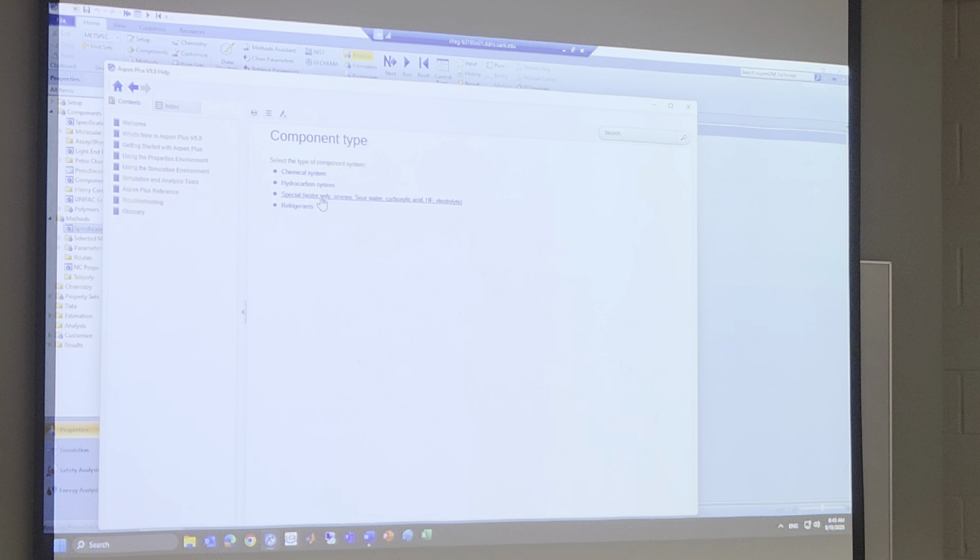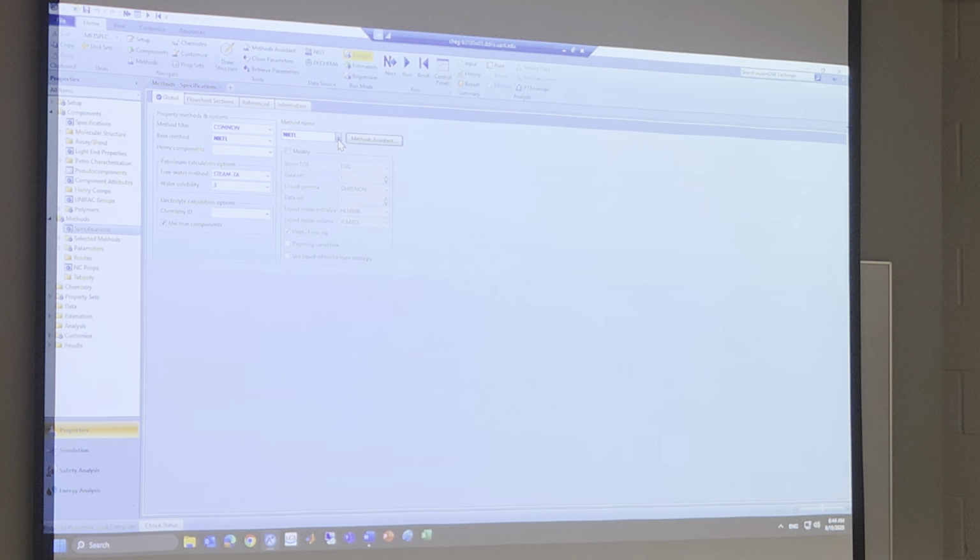If you see water only, we are using water only. As you can see, STEAM TA is the ASME 1967 steam table, STEAM MBS is 1984, and IAPWS is the International Association for Standard of Water and Steam. We can use any steam table, but the method assistant recommends IAPWS 95. You can choose any of them here: STEAM TA, STEAM MBS, or IAPWS 95.